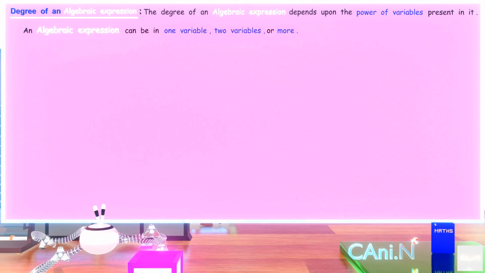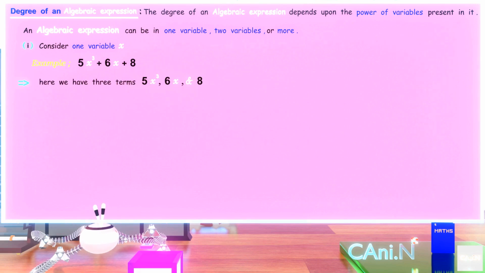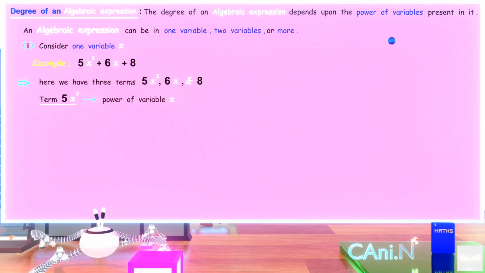Degree of an algebraic expression. The degree of an algebraic expression depends upon the power of variables present in it. An algebraic expression can be in one variable, two variables, or more. Consider one variable, x. Example: 5x cubed plus 6x plus 8. Here we have three terms, 5x cubed, 6x, and 8. Term 5x cubed: power of variable x is 3. So, here degree of term 5x cubed is 3.